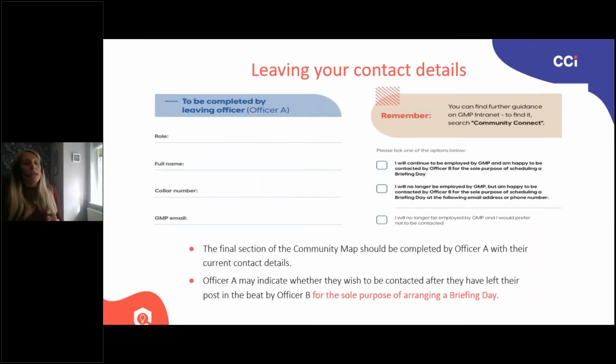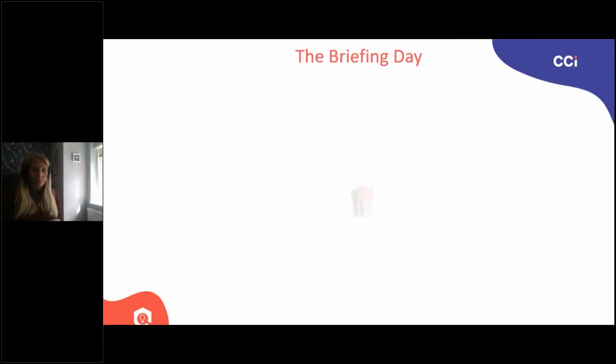And then at the end of the community map, we ask the leaving officers to indicate whether they wish to be contacted after they have left their post by the newly appointed officer for the purpose of arranging a briefing day. And this is especially useful because, as I will explain later on, very often officers are redeployed within GMP in a matter of days, and they do not have time for a face-to-face handover, but they still work for the organization, so for GMP, so they might be available to be contacted for arranging a briefing day.